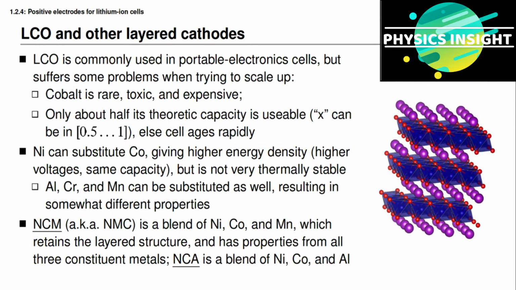The nickel in the structure tends to increase the voltage, and the manganese tends to make the material more thermally stable, which is a desirable property. At this point in history, many automotive battery packs are made with this NCM or NMC type of battery cell. Another alternative is to replace some of the cobalt with nickel and some with aluminum, and this is an NCA battery cell. And this is the type of battery cell that's used in Tesla automobiles at this point in time.